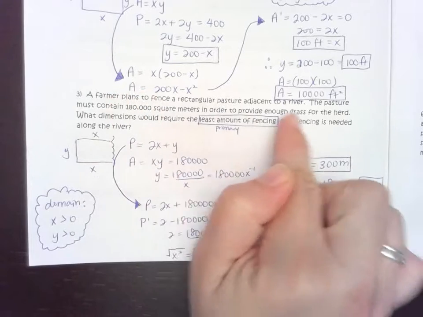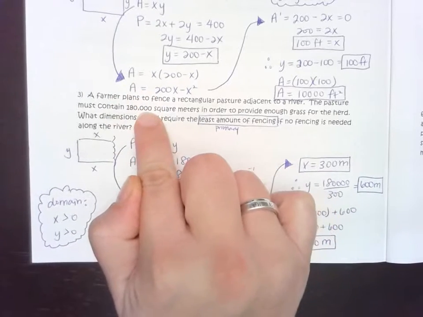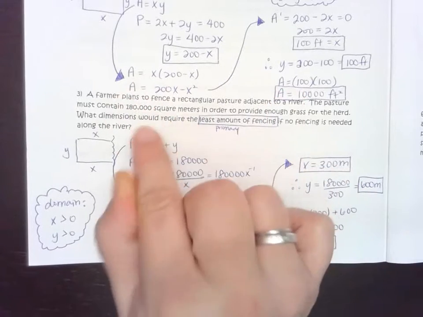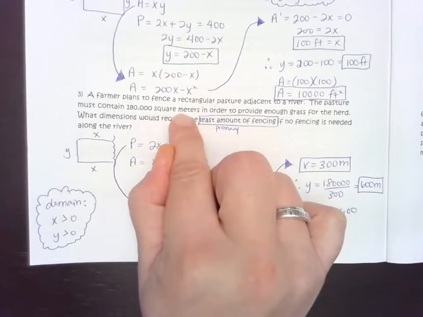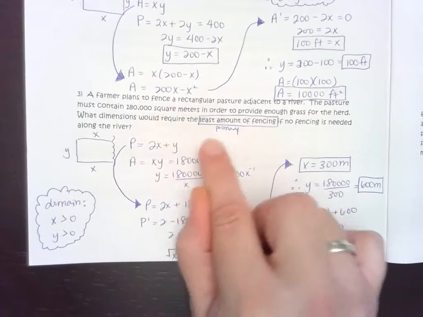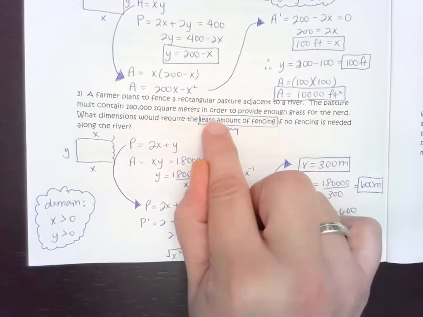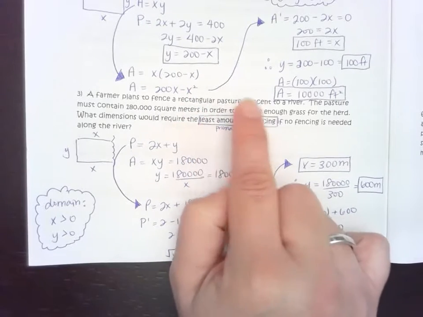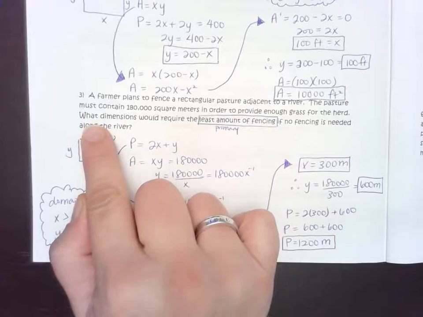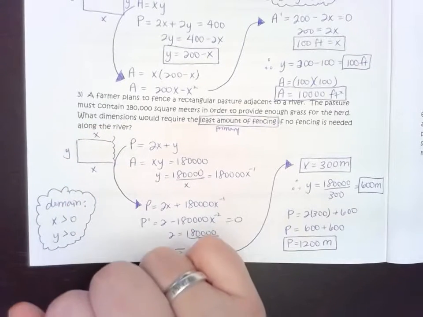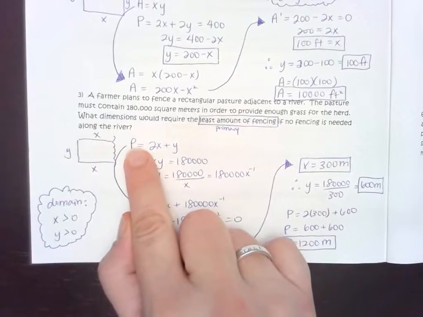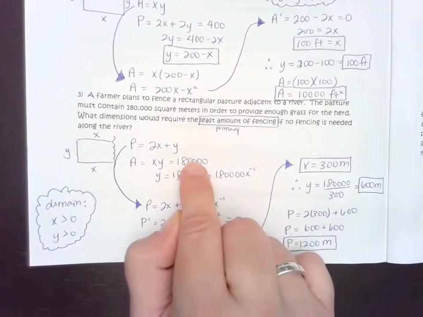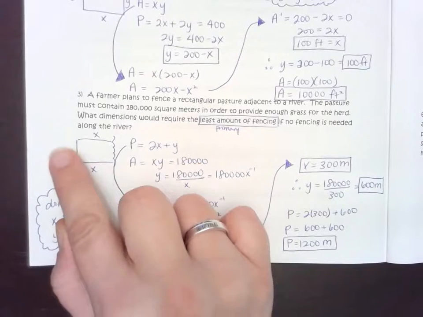So if I read through the problem, I'm told that it has an area of 180,000 square meters. Even though they didn't say the area is, I know that because it says square meters, that's what they're talking about. It also says least amount of fencing. So the way I interpret that is, this is my primary equation because it says least, and because it's talking about amount of fencing, we're talking about perimeter. So my perimeter is made up of two x's and a y. My area is 180,000, and that is equal to x times y.